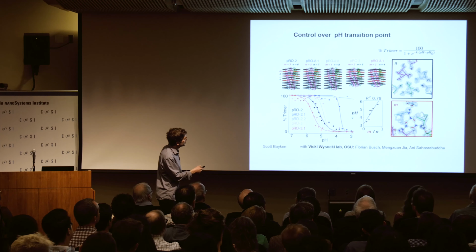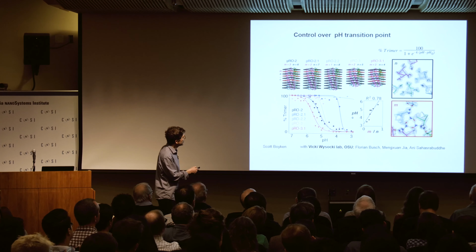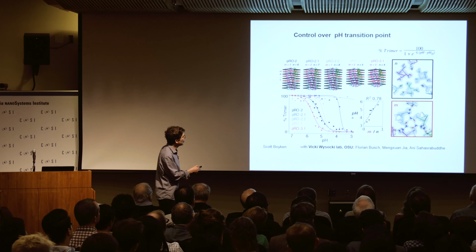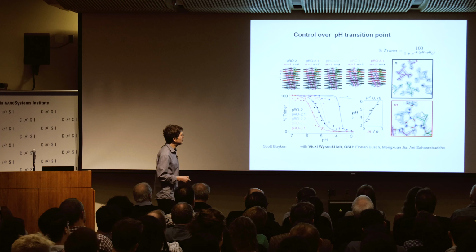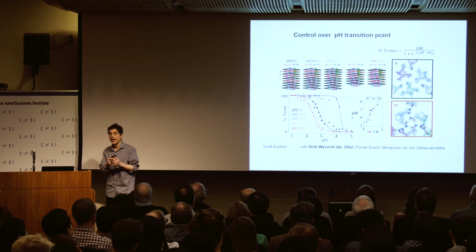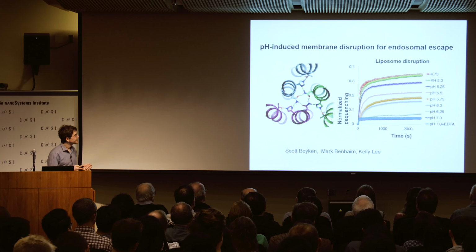But there's other layers, these black layers, which are all hydrophobic. So if Scott uses more of these histidine layers, then the pH of this transition moves to higher pH, whereas if there are more hydrophobic layers, the protein becomes more stable and one needs to go to much lower pH to get the thing to come apart. So we can not only achieve environmental control, but we can modulate it very precisely.